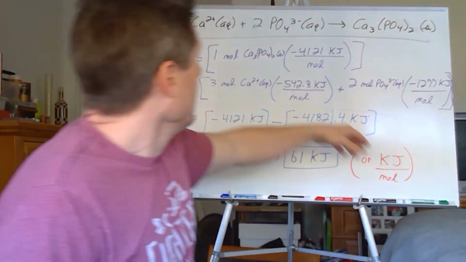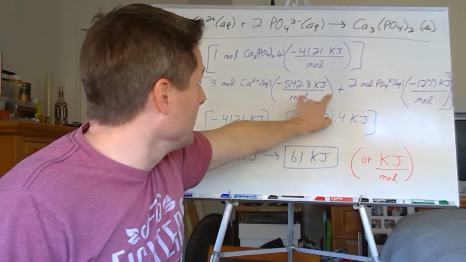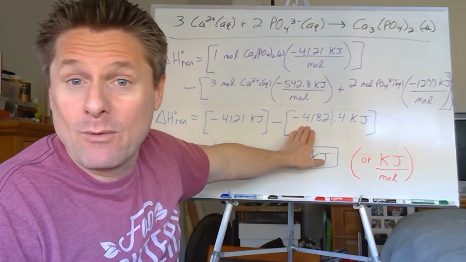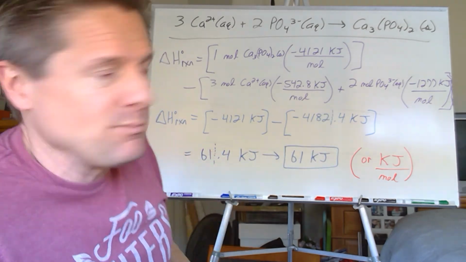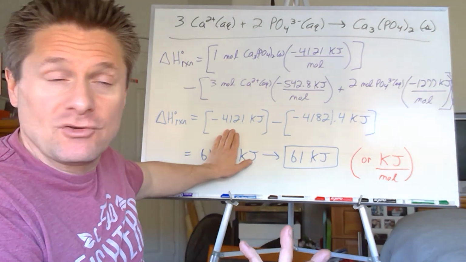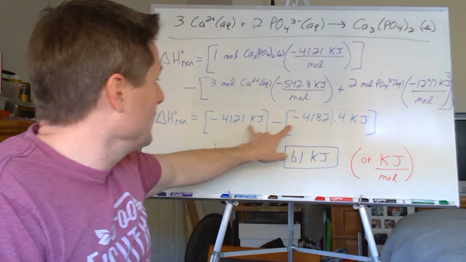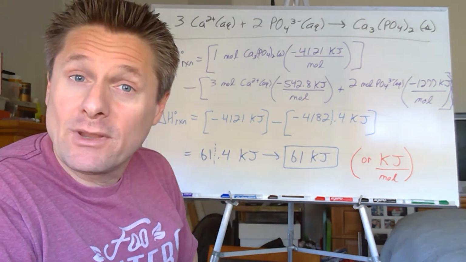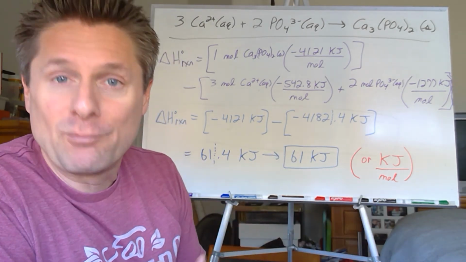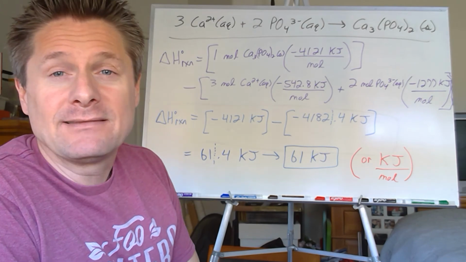Boom. So limited to the ones place there. So when you do the 3 times negative 542.8 plus 2 times negative 1277, you get negative 4182.4 kilojoules, good to the ones place. And then we take the total amount from the products, negative 4121 kilojoules, minus the total amount from the reactants, negative 4182.4 kilojoules, limited to the ones place, I get 61.4 kilojoules. That does not round up, so it stays at 61 kilojoules, or you could say kilojoules per molar reaction in that scenario. Yay! The ramifications of that we'll talk about a lot more in second semester of general chemistry.